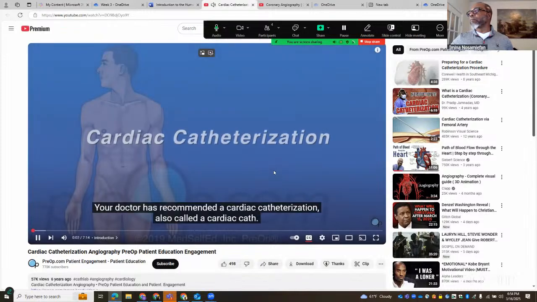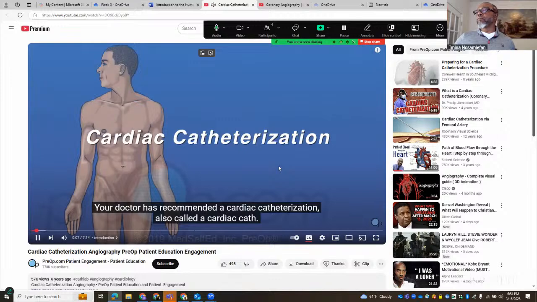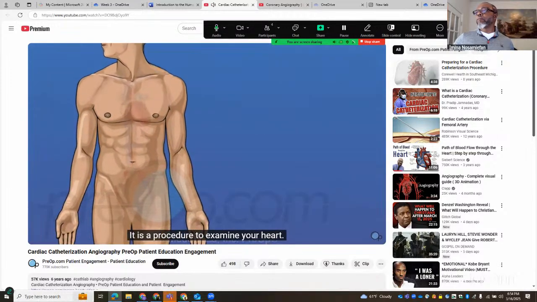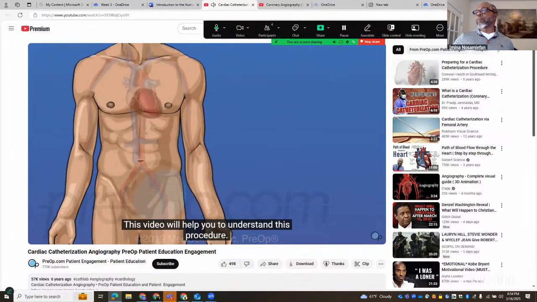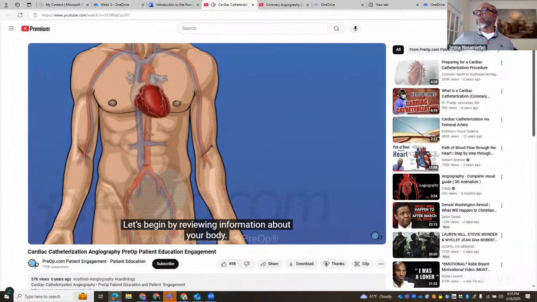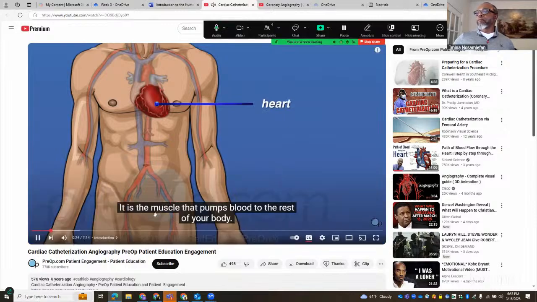Your doctor has recommended a cardiac catheterization, also called a cardiac cath. It is a procedure to examine your heart. This video will help you to understand this procedure. Let's begin by reviewing information about your body. Your heart is in the middle of your chest, under your ribs. It is the muscle that pumps blood to the body.